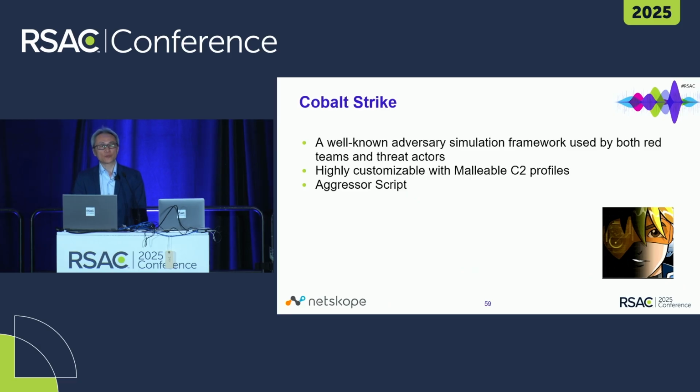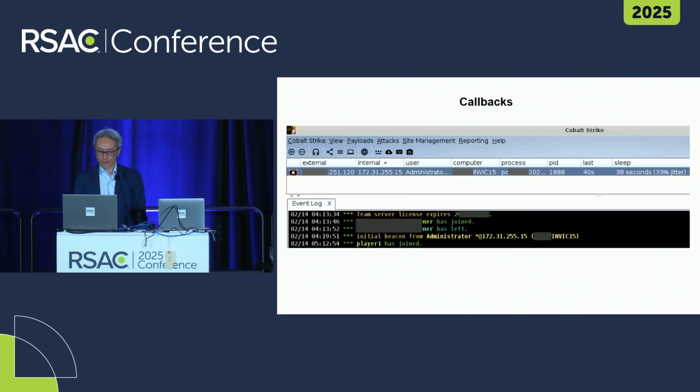The most impressive design of Cobalt Strike is the Malleable C2, which allows us to further define what the C2 traffic looks like. So we can further blend in our C2 communication in very legitimate looking traffic. It also uses a beautiful GUI to communicate to the team server.